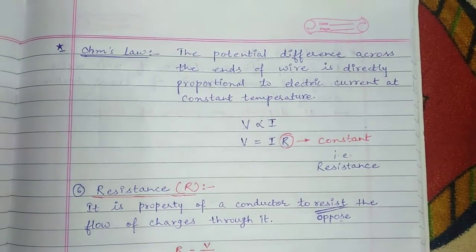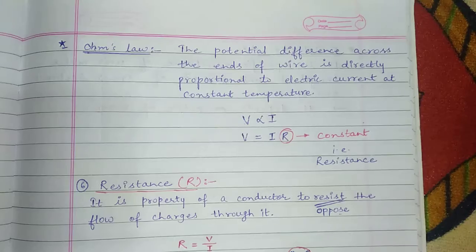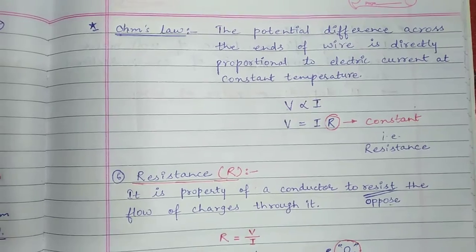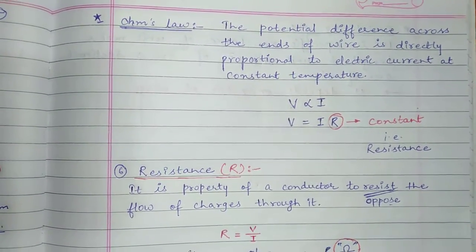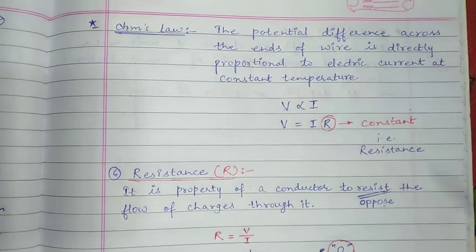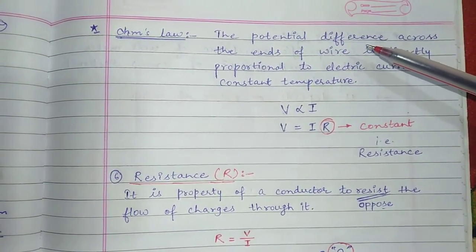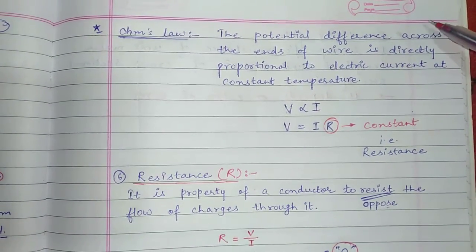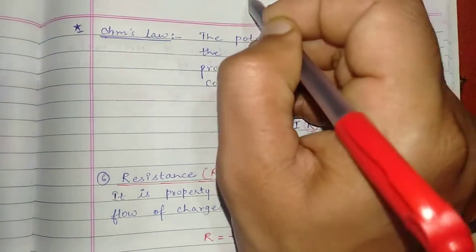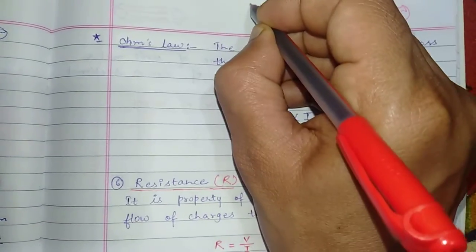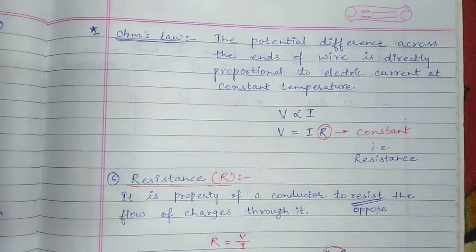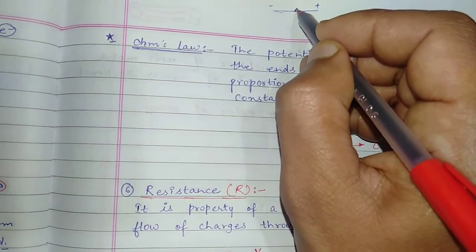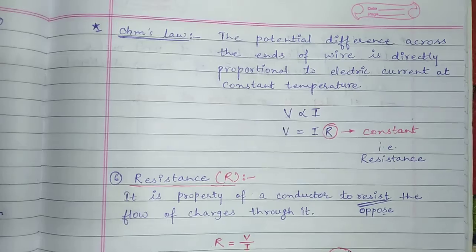Then, students, this is a very important topic of this chapter, Ohm's law. In the exam, mostly the examiner asks this question in the board exam. So Ohm's law states that the potential difference across the ends of a wire, for example, this is the wire and this is the potential difference, is directly proportional to the current flowing into the wire or into the circuit.